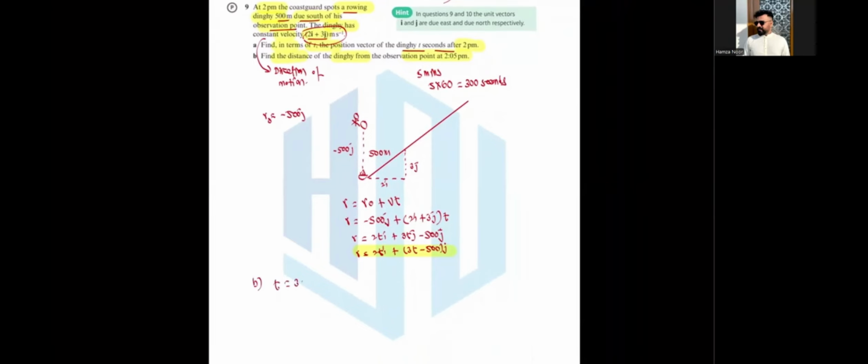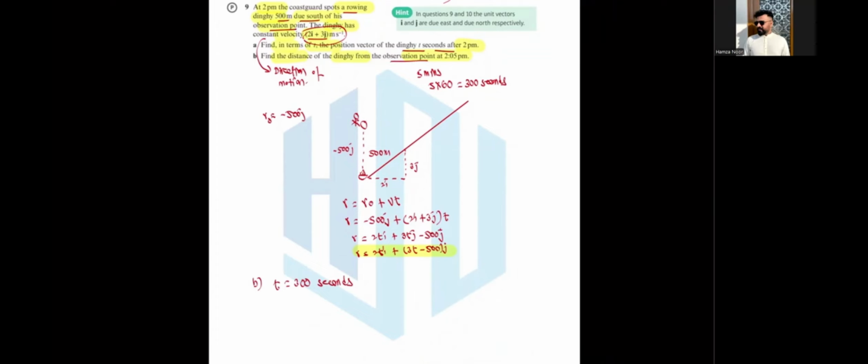Here I'm doing the working for part B. t is equal to 300 seconds. So what we need to find is the distance. First of all, I'm going to find the displacement vector in terms of i and j, because what we need to find is the distance from the observation point, meaning the distance from the origin.